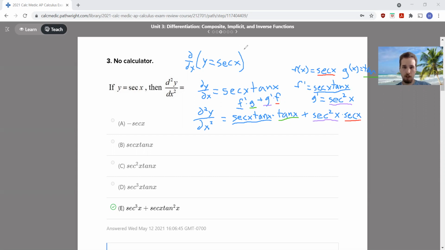Okay. And so that leaves us with secant x times tangent squared x plus secant cubed. Which is the answer right here.